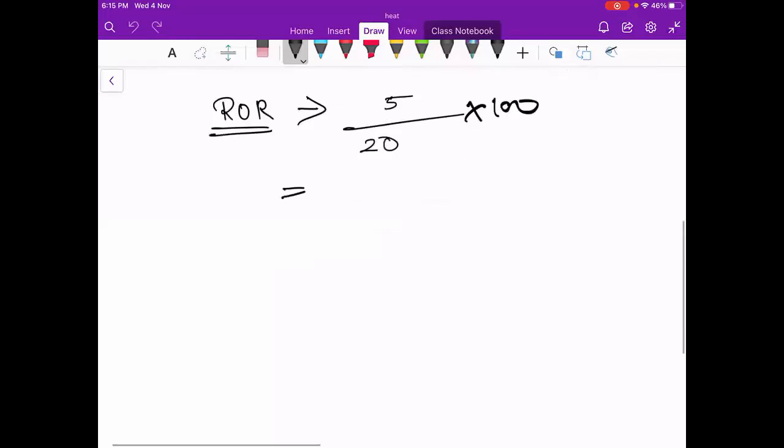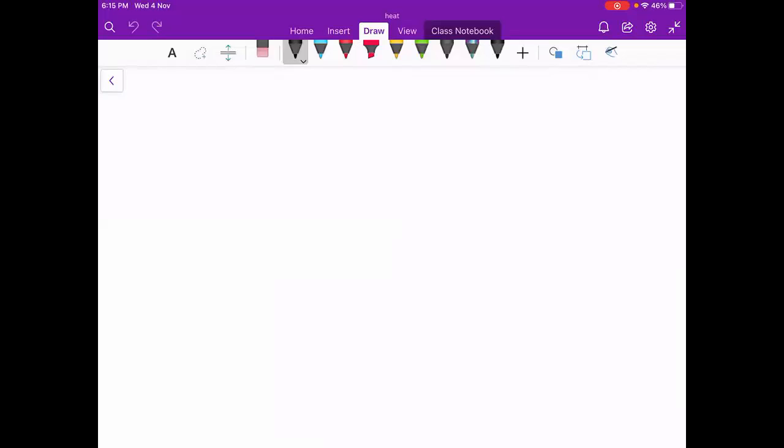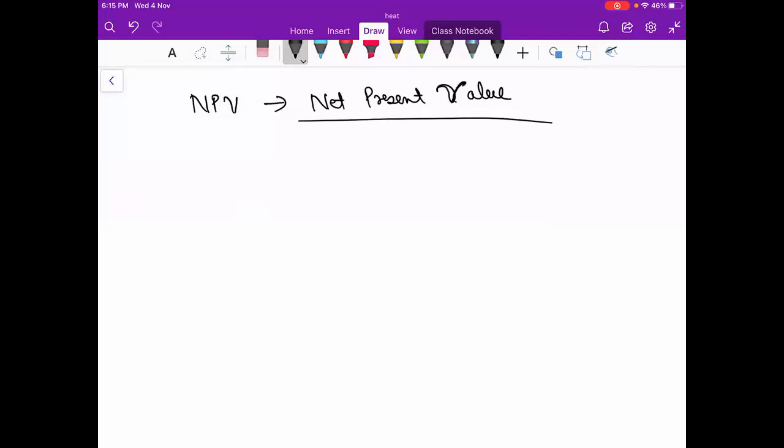Okay, next we will move on to our topic, that is NPV. So what is NPV? Net present value. So what is net present value? Calculating all your transactions at time t equals 0. Whether it is profit, loss, or whatever the transaction is going on in your company, that should be calculated at time t equals 0.